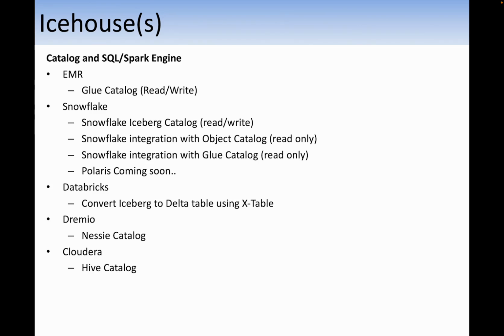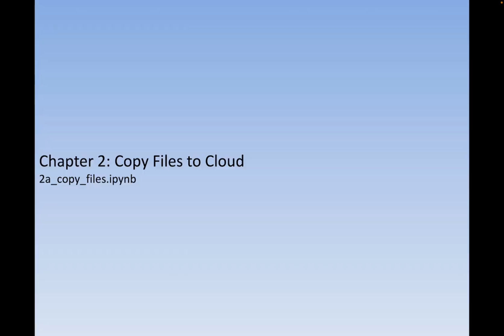So these are Icehouses: engine plus catalog. EMR, Glue, Snowflake and their Iceberg catalog. Databricks converts with Xtable, and they have the Hive catalog, and now the Unity catalog, I would say. And Dremio, Nessie catalog; Cloudera, Hive. So you can integrate all these with one Iceberg table. That's the beauty of it. Okay.